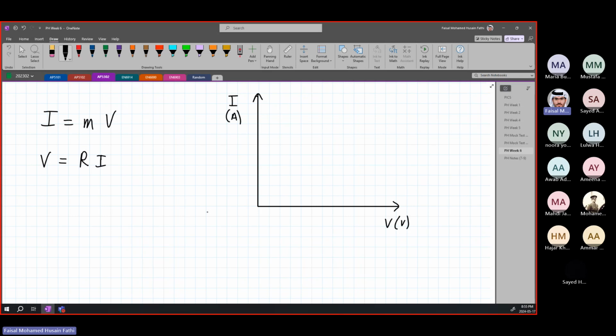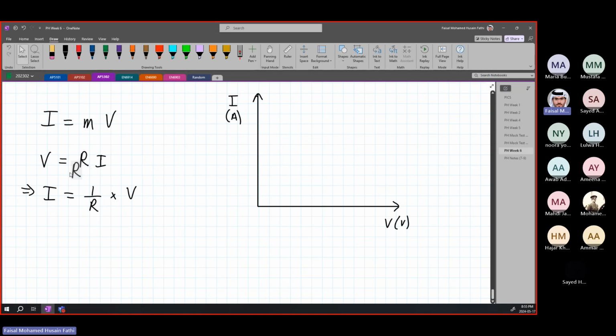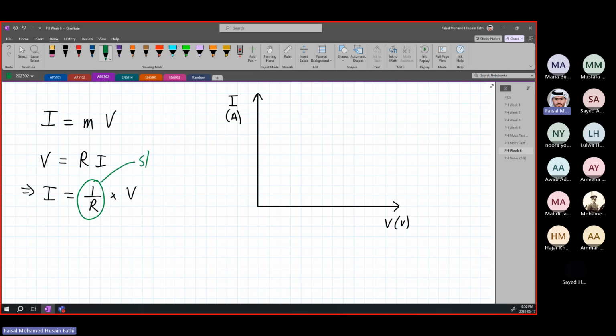But what else do we know? We know that if we rearrange this equation so that I is by itself, this is going to become I is equal to 1 divided by R times V, or V over R simply. All I did was I moved this R and put it under the V. That's all I did. Now this is our slope, right? This is our m, this is the slope.